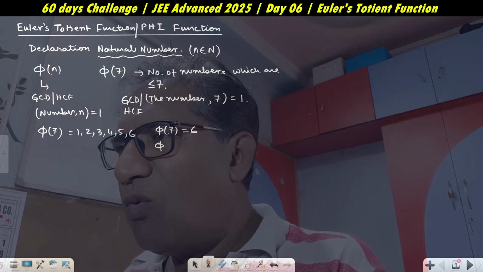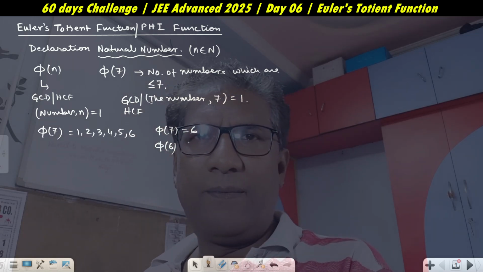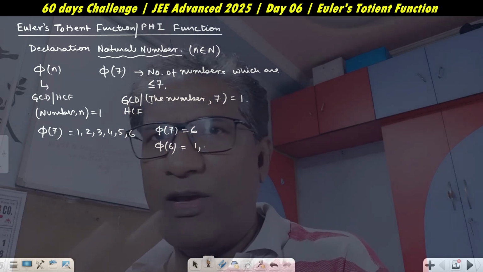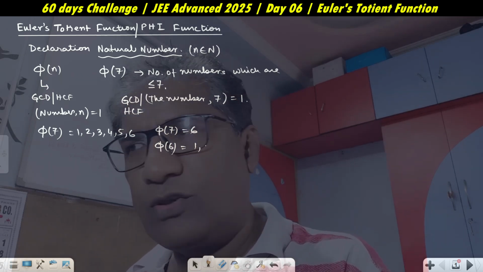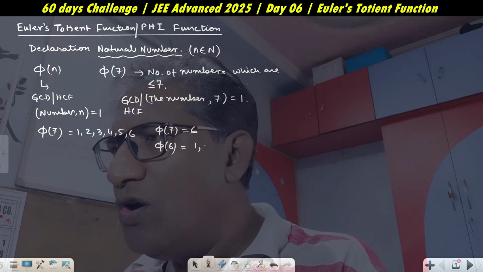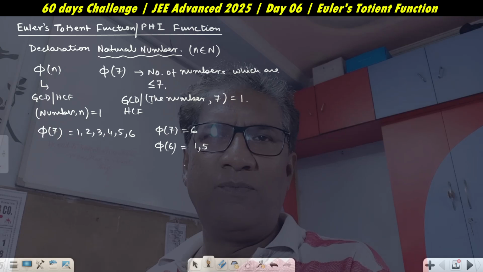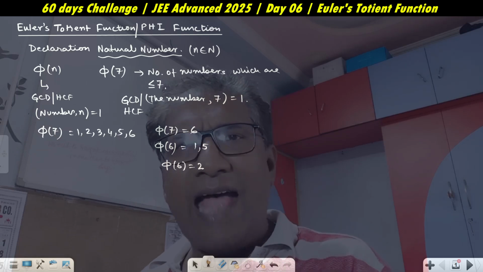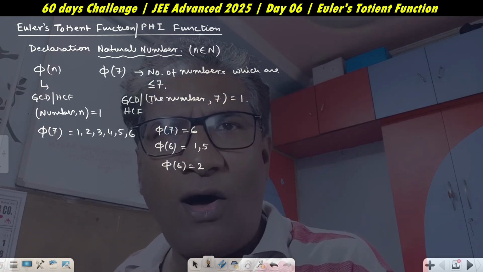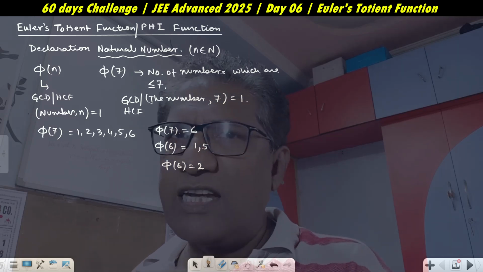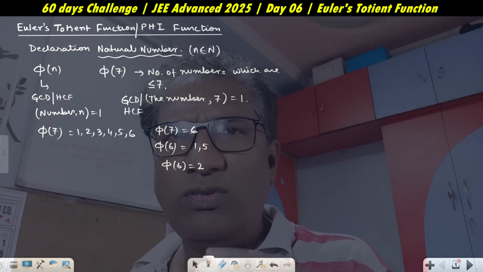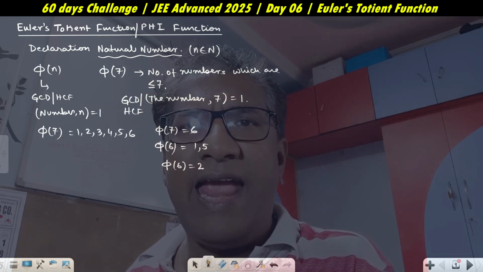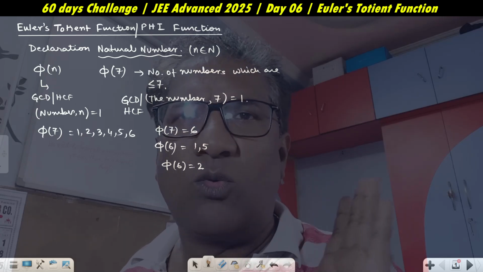Suppose I ask, what is phi(6)? The numbers can be 1. The number can't be 2, because 2 and 6 are not co-prime to each other. 3, no. 4, no. 5, yes. 6, no. So what is phi(6)? Your answer is 2. That's all about Euler's totient function. It is represented by phi(n), and you have to find the number of numbers less than or equal to n such that the GCD of that number and n is equal to 1. That's it.